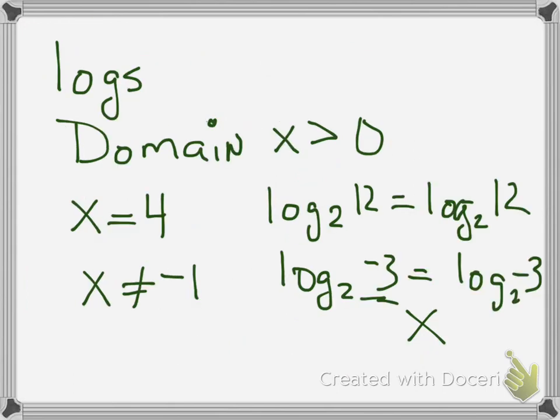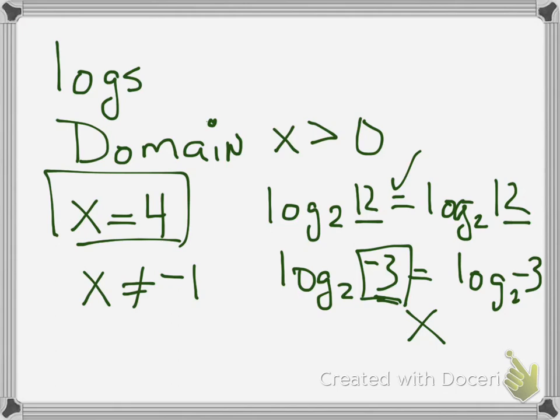Okay? So again, here, with logs, your domain has to be greater than 0. So when I checked x = 4, I got log base 2 of 12 equals log base 2 of 12. That checks. But when I have log base 2 of negative 3, there is no way for me to say 2 to some power can give me a negative 3. And so that doesn't check, so negative 1 is not an answer, only 4 is. So always make sure you double check your work.